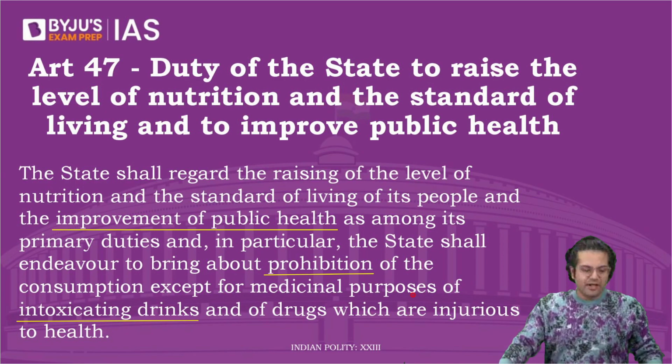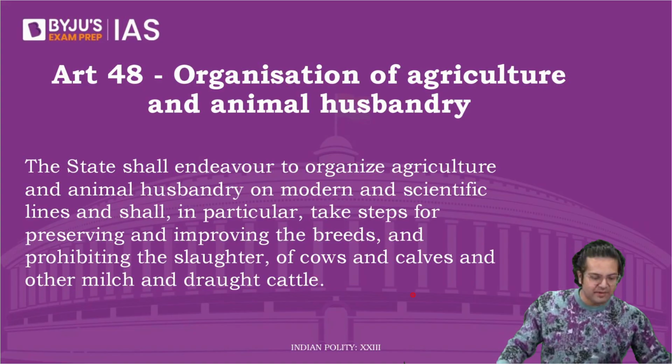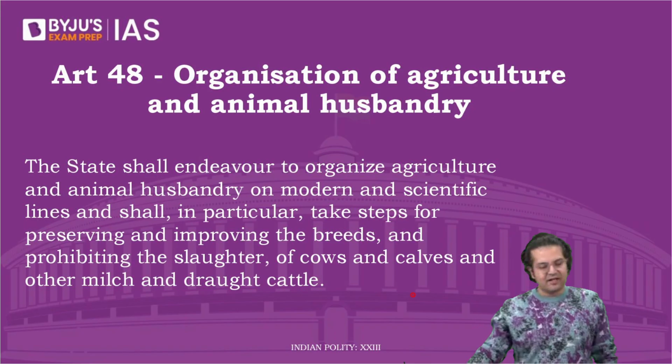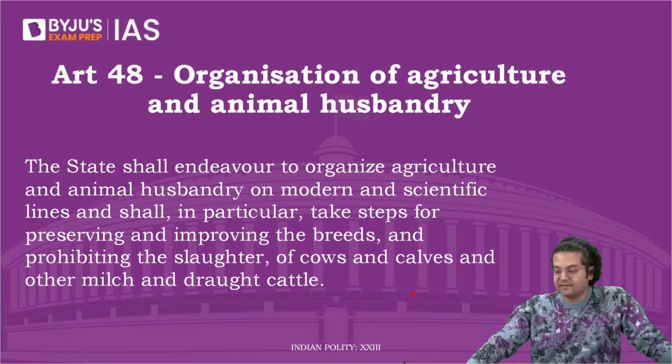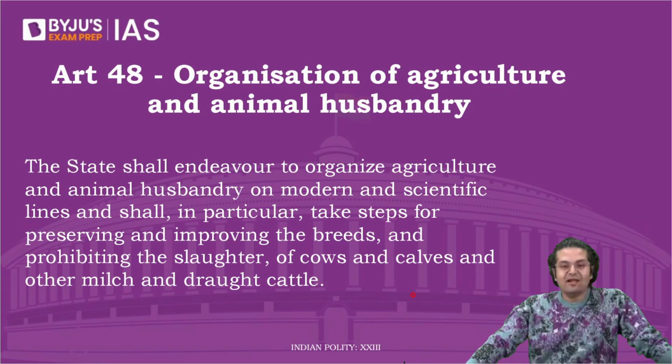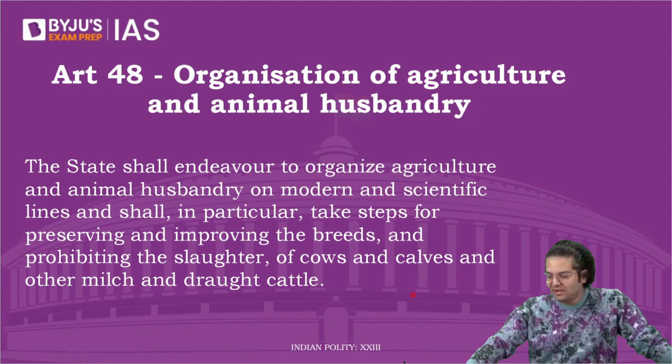Then Article 48. Organization of Agriculture and Animal Husbandry. The state shall endeavor to organize agriculture and husbandry on modern and scientific lines, and shall in particular take steps for preserving and improving the breeds, and prohibiting the slaughter of cows and calves and other milch and draught cattle.